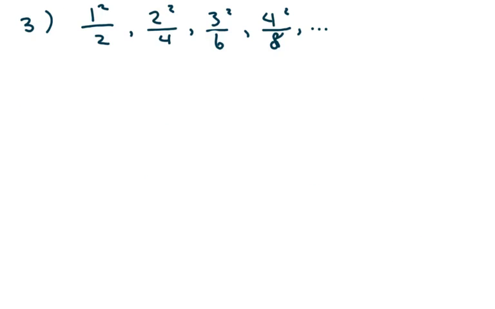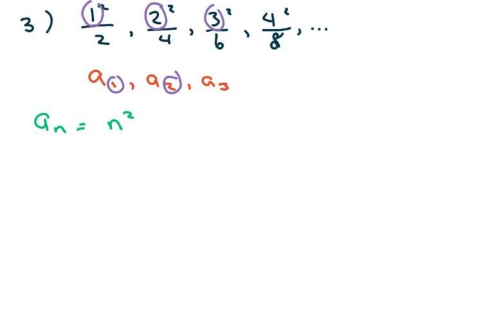Okay, the next one is this one. So again, we're going to try to find the nth term. This would be your first term, second term, third term, and so forth. So I try to match these index numbers up. So I see this. That's going to be a sub n equals n squared, so I'm just squaring that number there. And for the denominator, I'm just getting 2 times my number. So 2 times 1 is 2, 2 times 2 is 4, 2 times 3 is 6, and then 2 times 4 is 8. So that's just 2n.